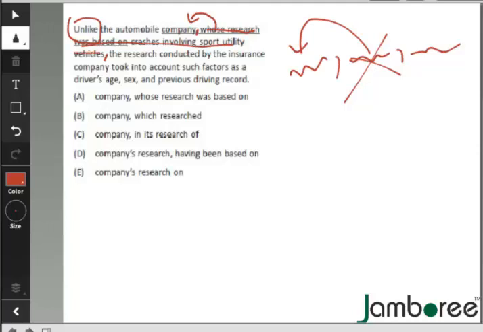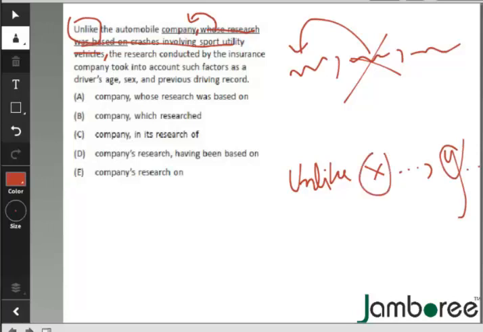We don't read this at all right now. So right now we try to remember what the structure of the like-unlike sentence should be. Unlike x, blah blah blah, comma y, right? And this x and y is what we have to compare. We don't have to read the rest of it.